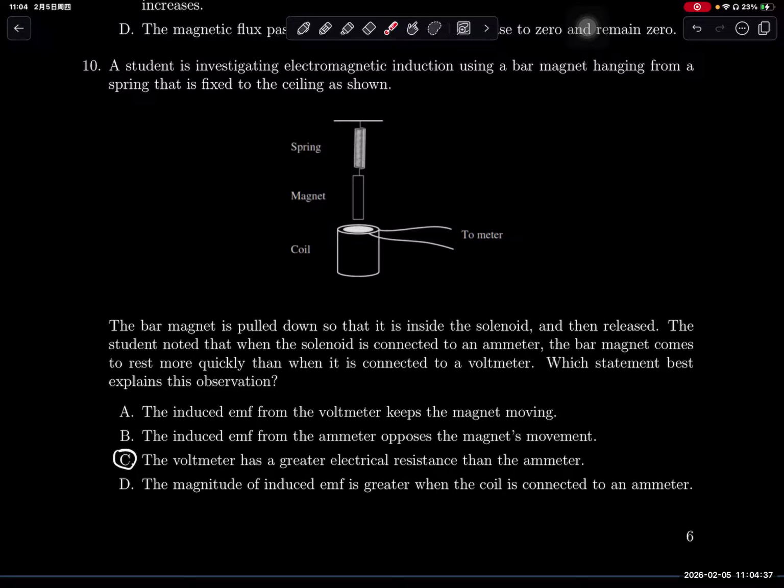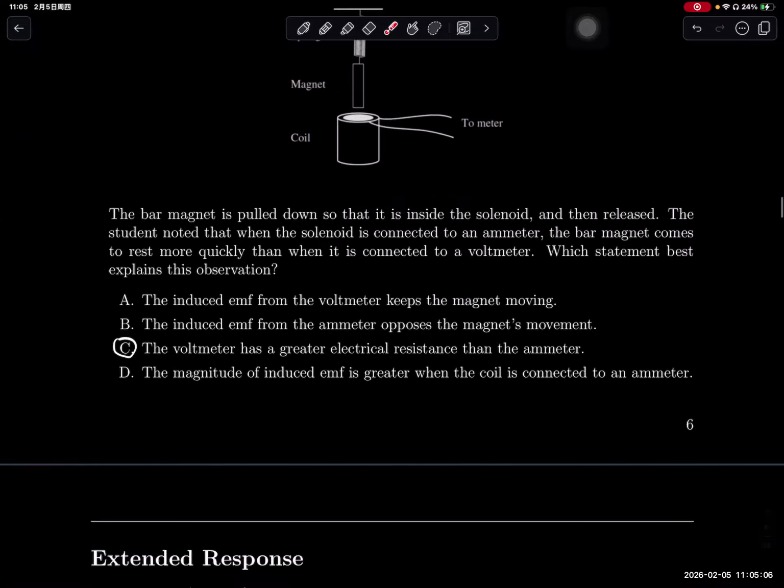But then if you connect it to the voltmeter, it comes to rest slowly. This is because a voltmeter typically has a large resistance. Therefore, that reduces the size of the induced current and then therefore the opposing force as well. Okay, so C is the right choice. It says that the voltmeter has a greater electrical resistance than the ammeter. Okay, it's pretty much just determining which has a larger current: the ammeter has a larger current, so it comes to rest earlier due to the induction, and the voltmeter is less.